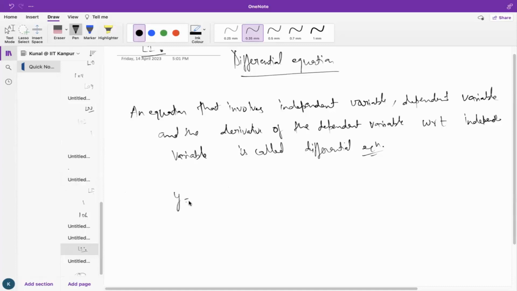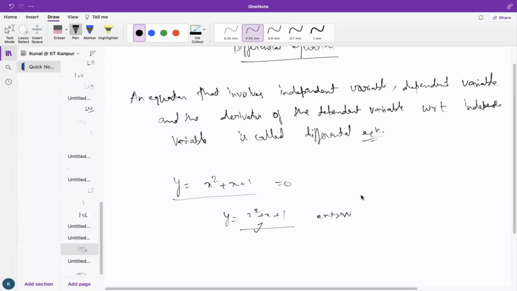Let us suppose we have a quadratic, x square plus x plus 1. This is an equation if we equate it to zero. But what if I say y is equal to x square plus x plus 1? Then this is an expression. You can put any value of x. x is independent, it can take any input value. But y is dependent on x. Whatever you input in x is reflected in the result on y.